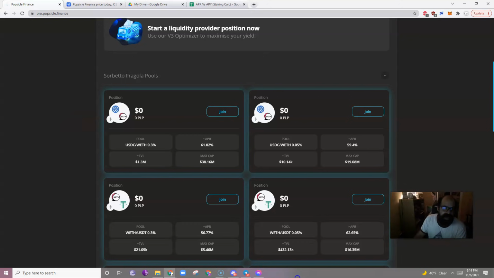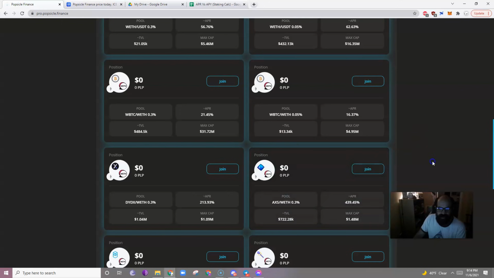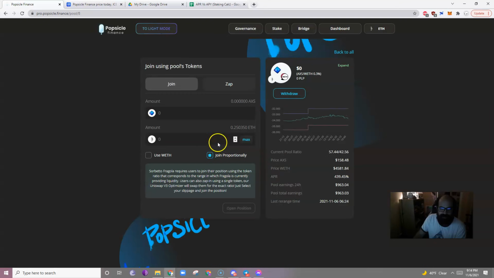Anyways, back at Popsicle. So, bunch of other ones, right? Ranging around the 50 to 70%, pretty good. But then they have some pretty interesting ones, like this one here, which is at 439%. And that is with the AXSWF.